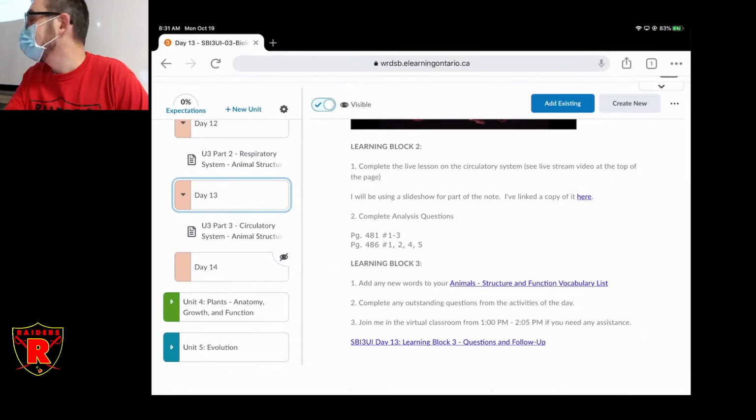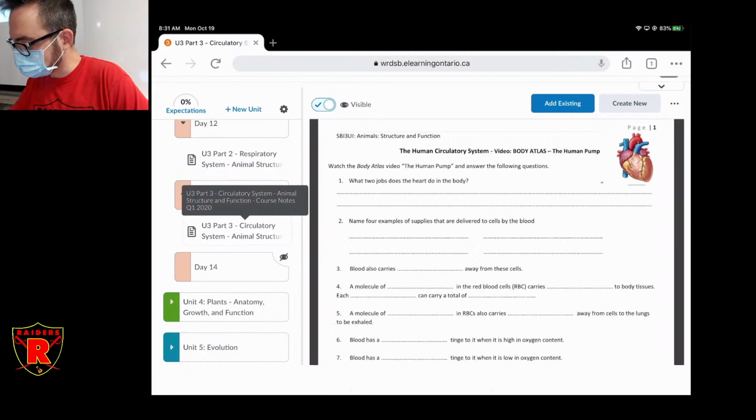Tomorrow is the last day of this unit. Can you believe it? These units just fly right by. In the morning, we're going to finish this package. So I'm just going to scroll down real quick so you can see where we're headed.